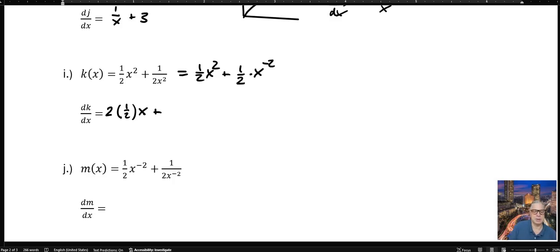So, okay, now we do plus the second term, so the minus 2 goes in front, so we have here a minus 2 times 1/2 times x to the negative 3. Okay, so now this 2 cancels out with this 2. Here we get the negative, but this cancels out, but we keep the negative 1. So now we get simply x minus 1 over x cubed.